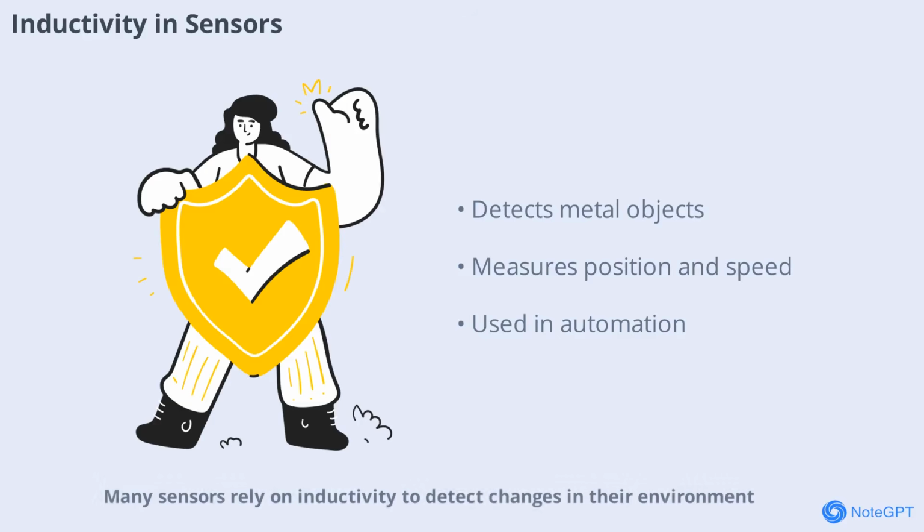Many sensors rely on inductivity to detect changes in their environment. For example, metal detectors use coils to sense the presence of metal objects by detecting changes in inductance. Other sensors use similar principles to measure position, speed, or proximity. Inductivity-based sensors are widely used in industrial automation, security systems, and even in smartphones. Their reliability and precision make them invaluable in countless applications.